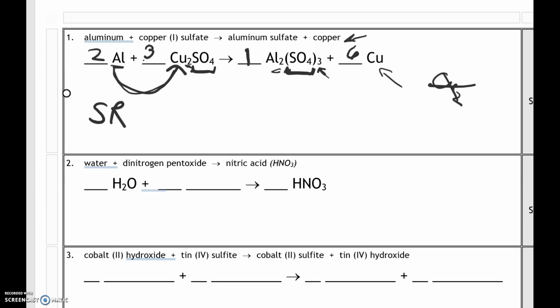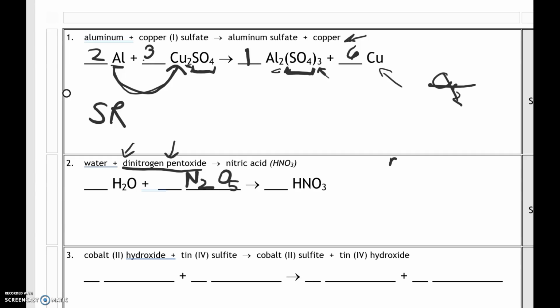So now I'm going to take a look at the next one. It says water plus dinitrogen pentaoxide. Notice this is a covalent. Covalents are the ones that get these prefixes, dinitrogen, penta. So di tells me 2, and pentaoxide, O is 5.